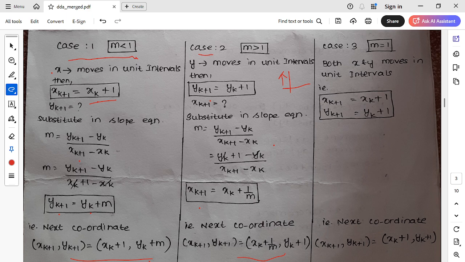The next is case 3. Case 3 is m is equal to 1. If my slope is equal to 1, then both x and y will move in the unit interval. So xk plus 1 is equal to xk plus 1, and yk plus 1 is equal to yk plus 1. So the next coordinate position will be xk plus 1 comma yk plus 1. This is how we are going to find the next coordinate position in the case of m less than 1, m greater than 1, and m equal to 1.